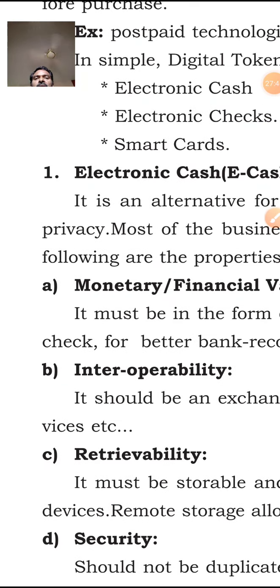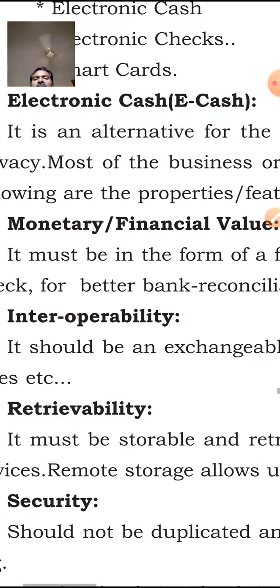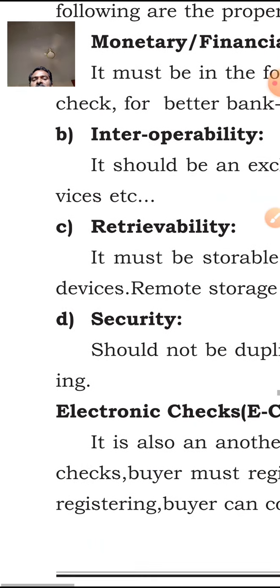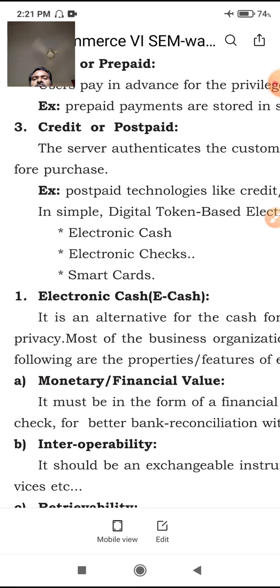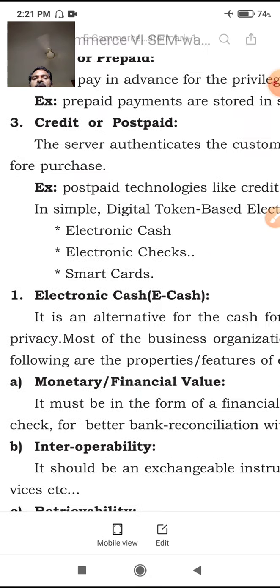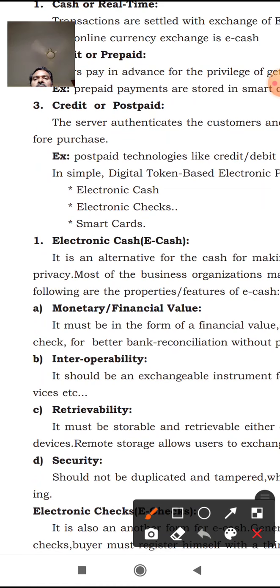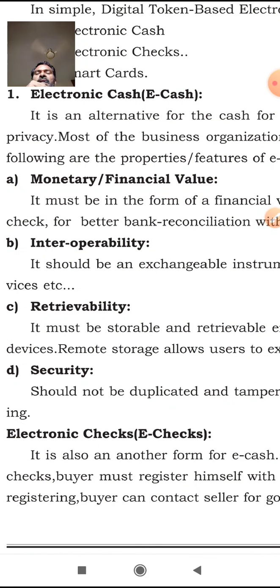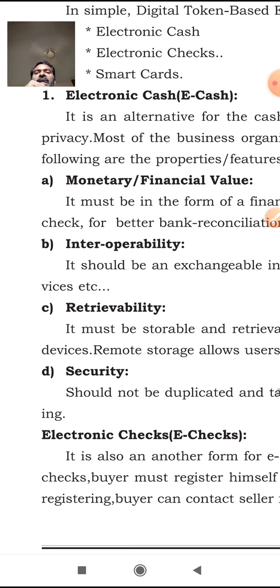In the e-cash, there are so many types of cards available. So that is financial value and interoperability, retrievability and security. So first comes the electronic cash. In the electronic cash mechanism, which belongs to the credit or postpaid prepaid mechanism, the electronic cash card is nothing but an alternative for cash for making payments over the internet with security and privacy.